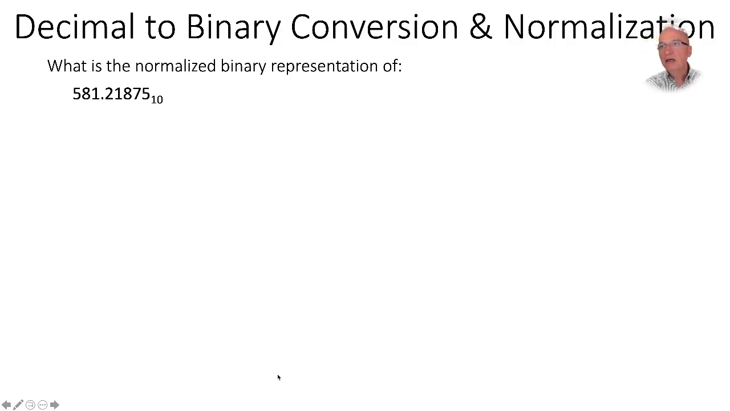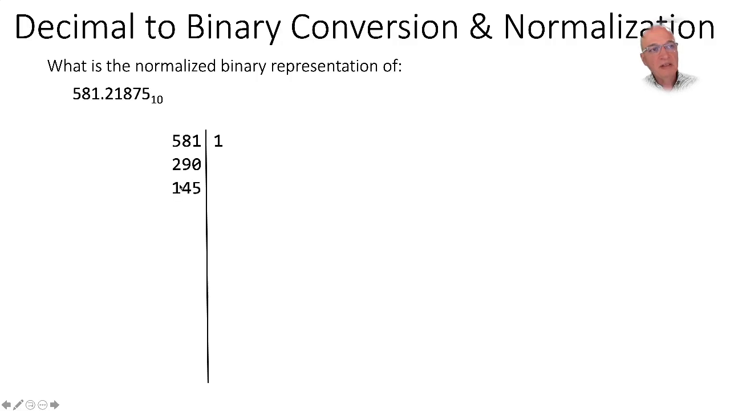So let's do some decimal to binary conversion and some normalization. If I give you the number 581.21875 in base 10, and I ask what is the binary representation for this number, first we need to find the binary representation for 581, and we can use the method of repeated division. So I divide 581 by 2, I get 290 and the remainder is 1.